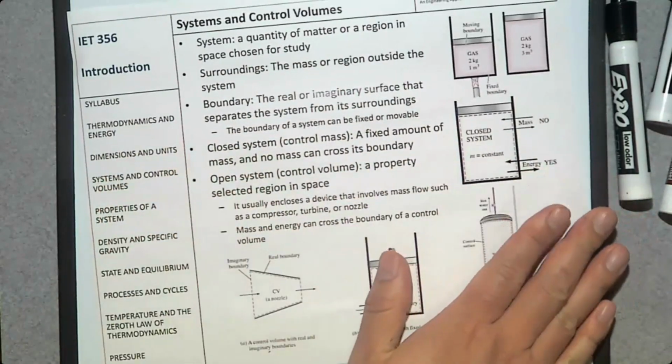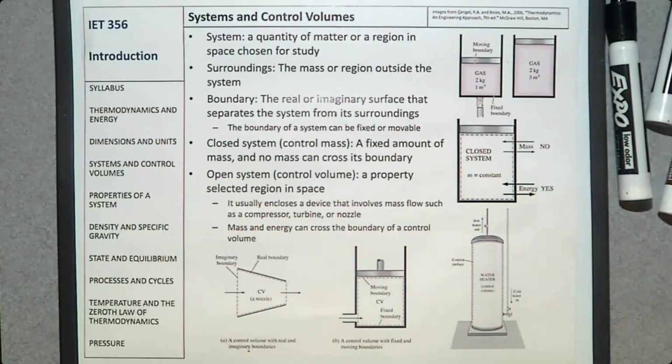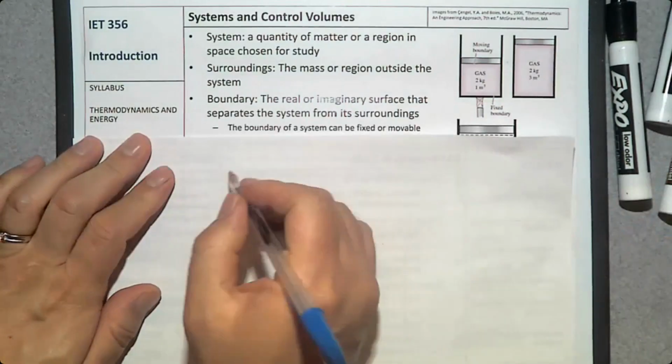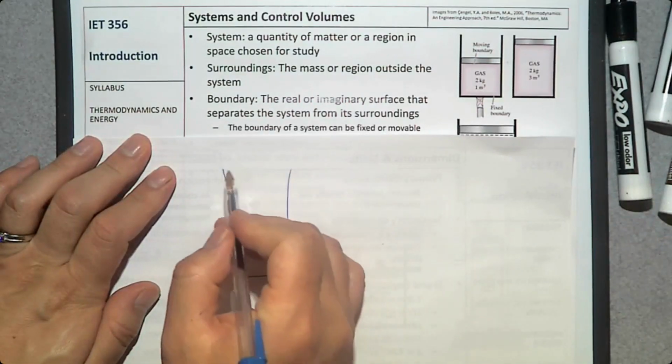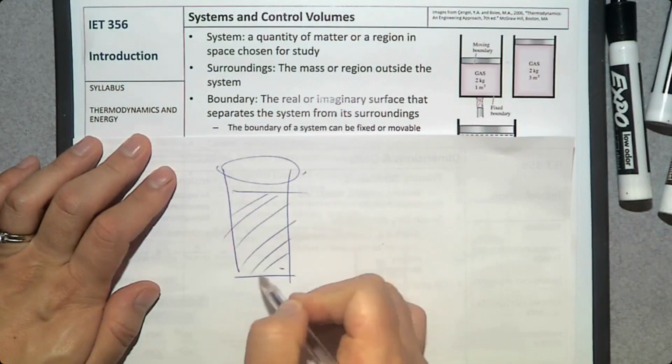Then let's talk about systems and control volumes. A system is a quantity of matter or a region in space chosen for study. So, for example, if you want to study how heat transfer occurs from this high temperature coffee. It's not a coffee, but I don't have a coffee here, so let's assume that this one is coffee. So the coffee is at high temperature.